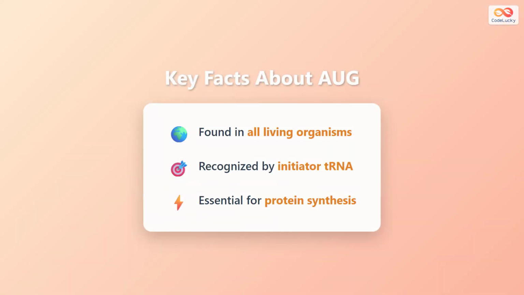Let's review 3 key facts about AUG. First, it is found in all living organisms, from the simplest bacteria to complex multicellular organisms like humans. Second, it is specifically recognized by initiator transfer RNA, a specialized molecule that only binds at the start position. Third, AUG is absolutely essential for protein synthesis. Without it, cells cannot produce the thousands of different proteins they need to maintain life.